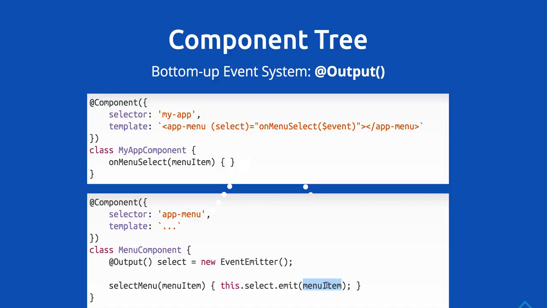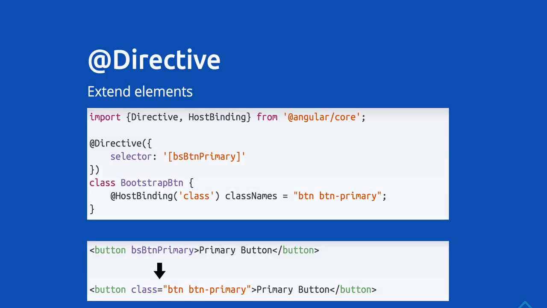So this is the bottom-up build system. We have this parent and child. The child component is defined here. From the child we are emitting an event with the data, right? So the select event is defined here, and select is assigned with the event emitter. Whenever you are doing on menu select, we are sending the data.